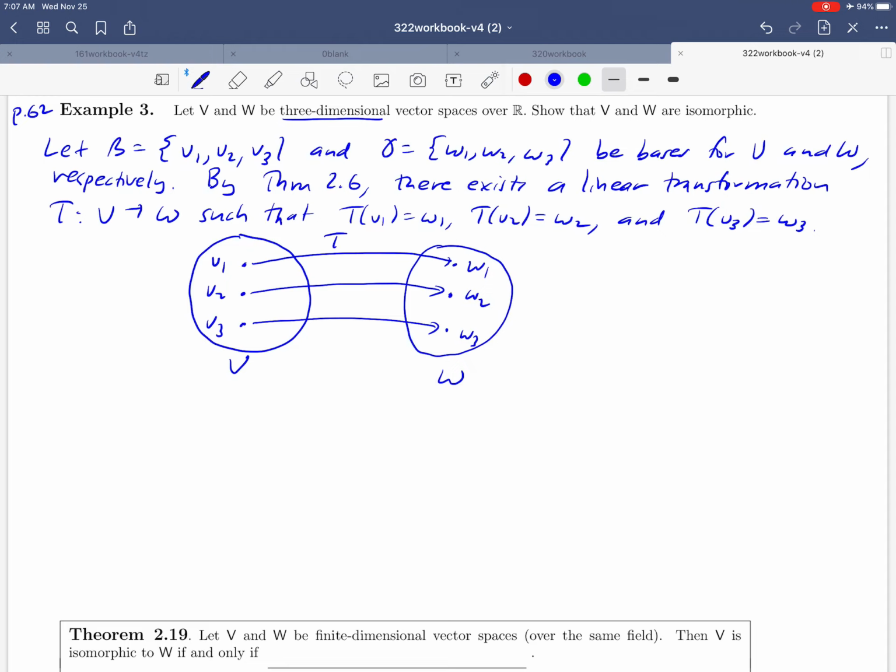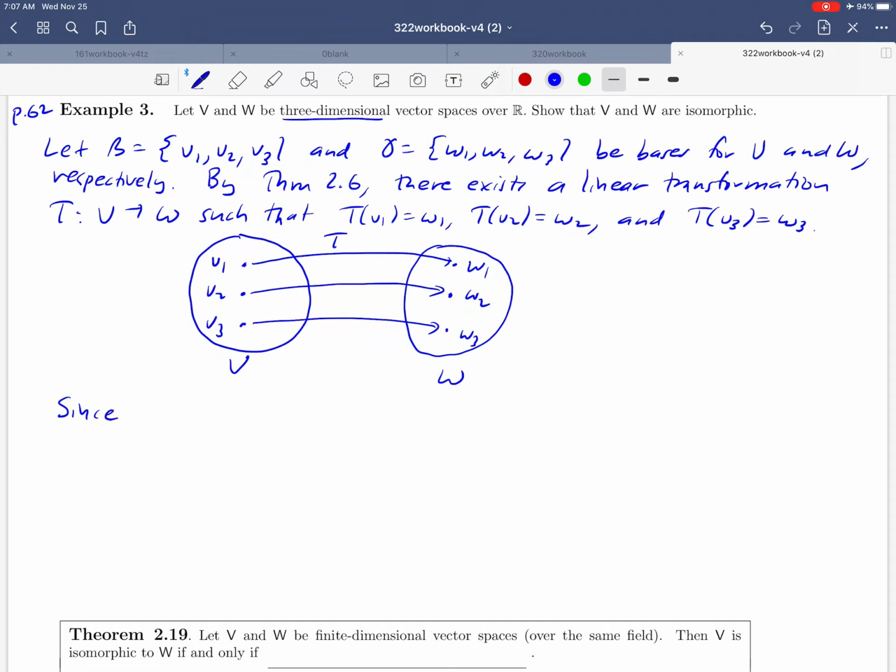Okay, now maybe one comment on this diagram that we drew. It might lead you to believe that V and W are finite sets, that both have three vectors in them. Remember, that's not the case. V and W are infinite vector spaces. We're just emphasizing the vectors that happen to form a basis for V and W. Okay, and now here comes the critical observation.